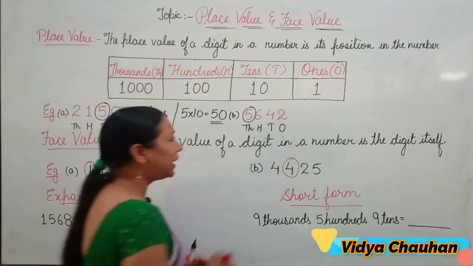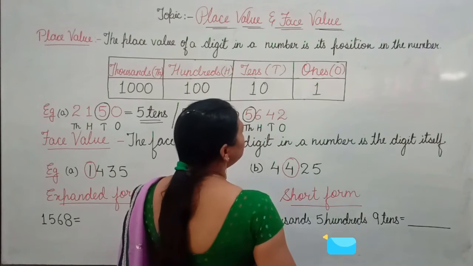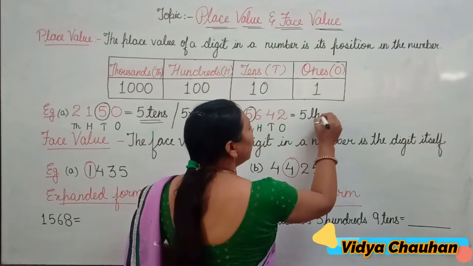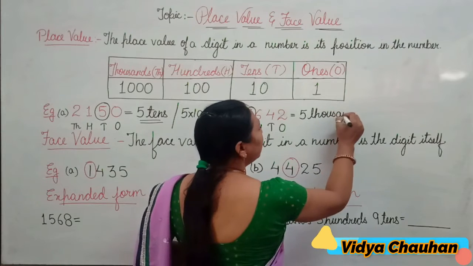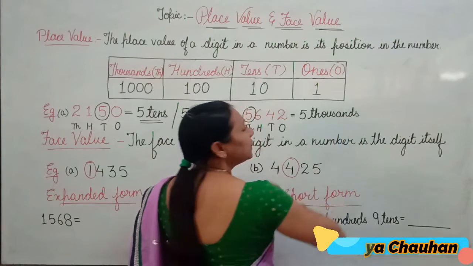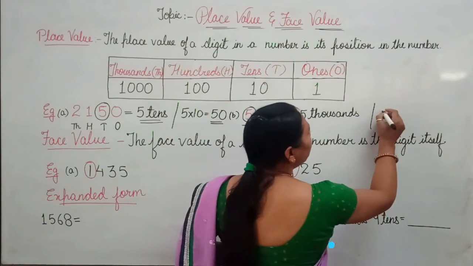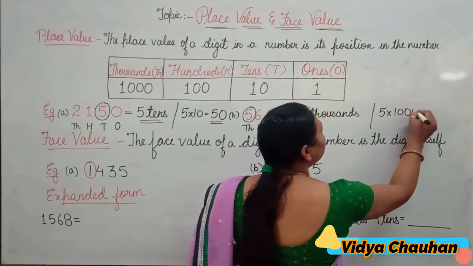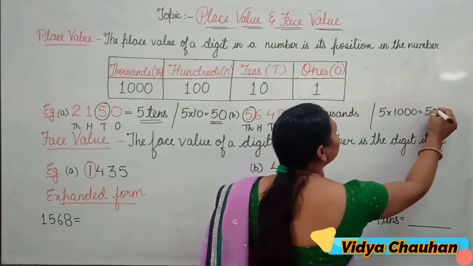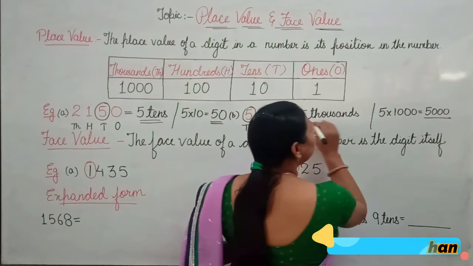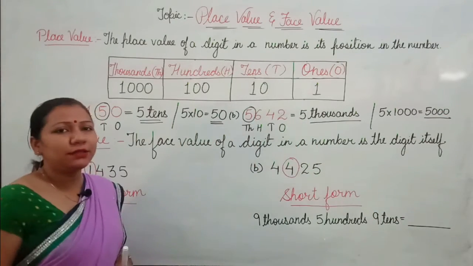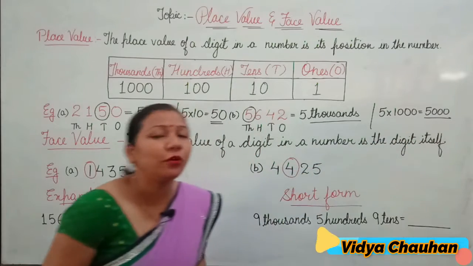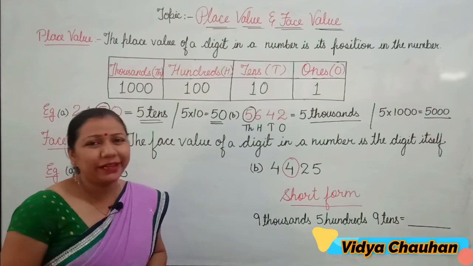So how you are going to write the answer for this? Yes, you can write it as 5 thousands. Either write it in words 5 thousands, or you can write it as 5 multiplied by 1000, which is equals to 5000. So these are the two answers. You can write it in words also, or you can write it in the numerical form. Both the answers are correct.